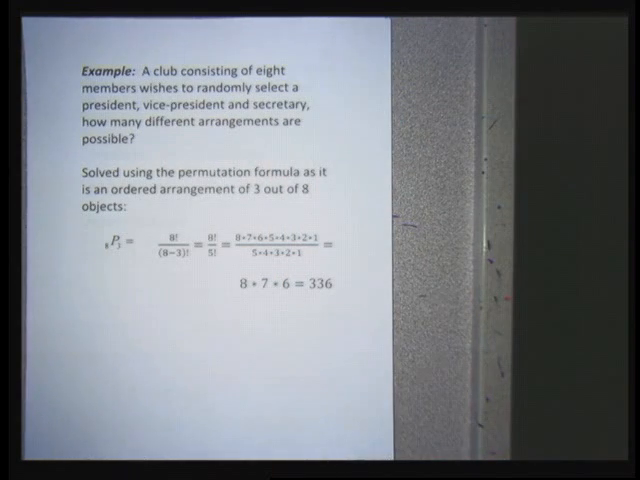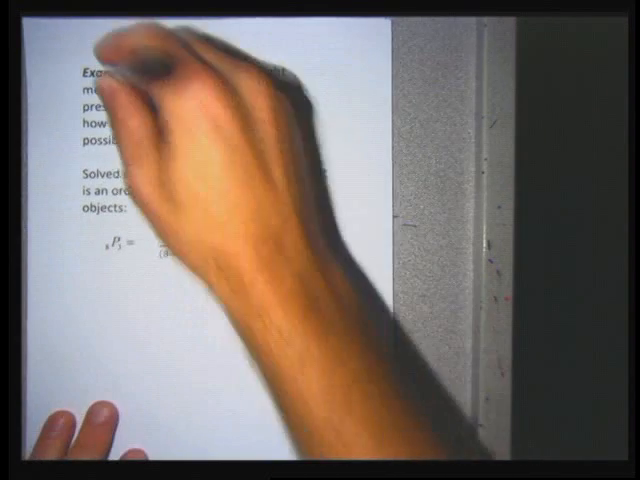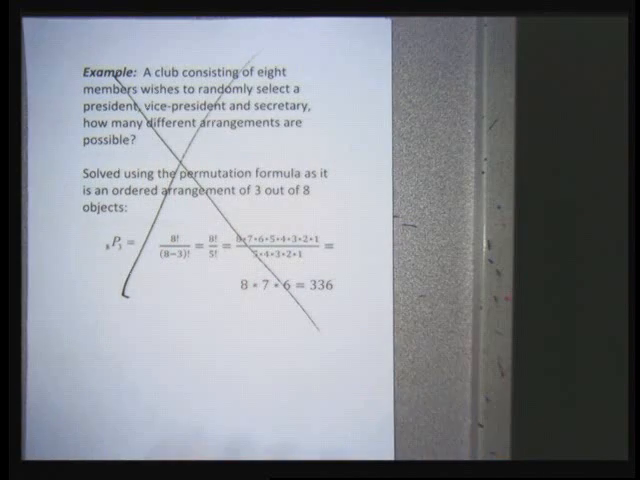One last example, and I'm voting not to do this example. I'm going to move on to something else because it's not going to increase our ability to do the problems.